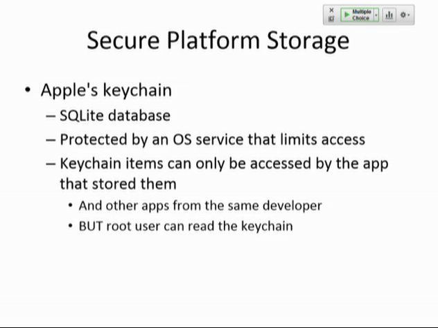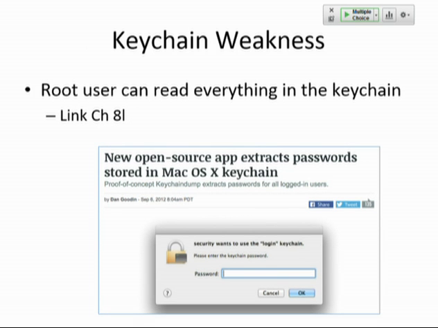Then there's Apple Keychain. This is a SQLite database, but it's protected by a layer of encryption. And so you can only open keychain items by the app that stored them and other apps from the same developer. But the root user can read the whole keychain, and I know Duffy was always sneaking up to my computer trying to dump out all my passwords at this thing. You can just do it from the command prompt. You can dump out all the passwords in the keychain, which is pretty cool and not so great from a security point of view.